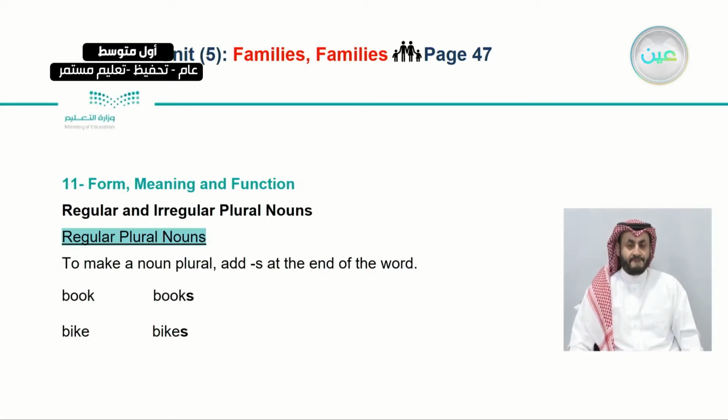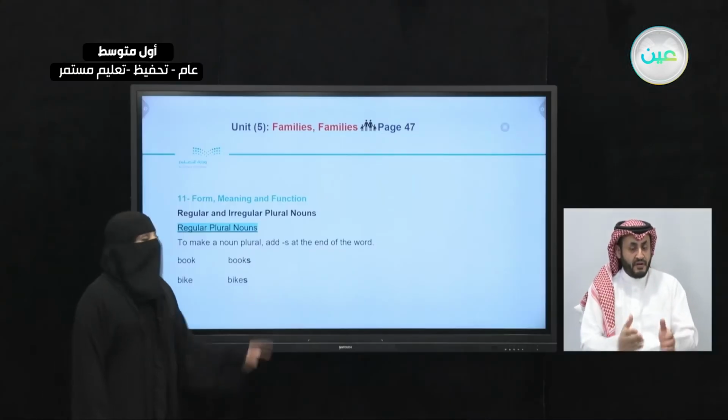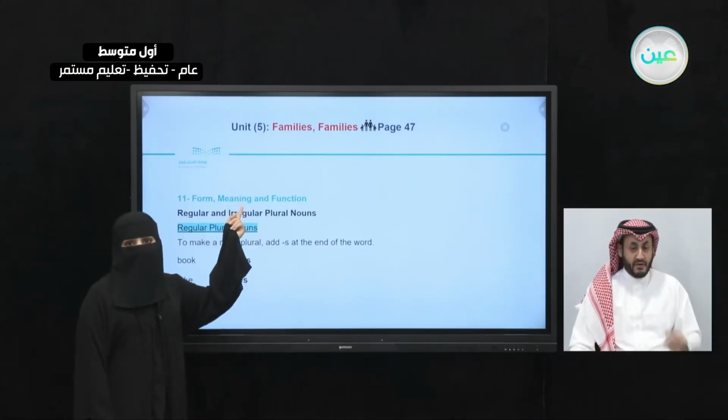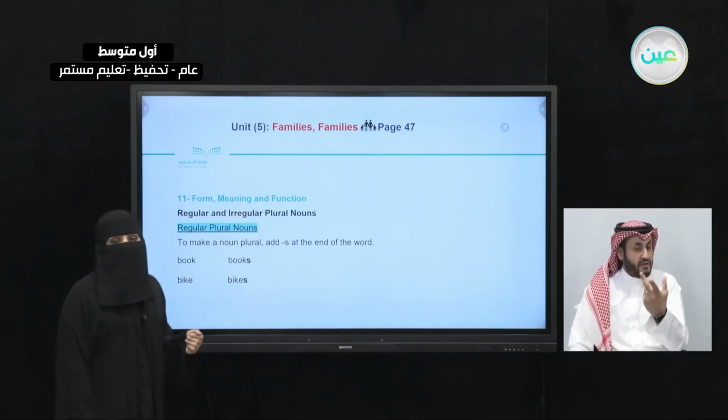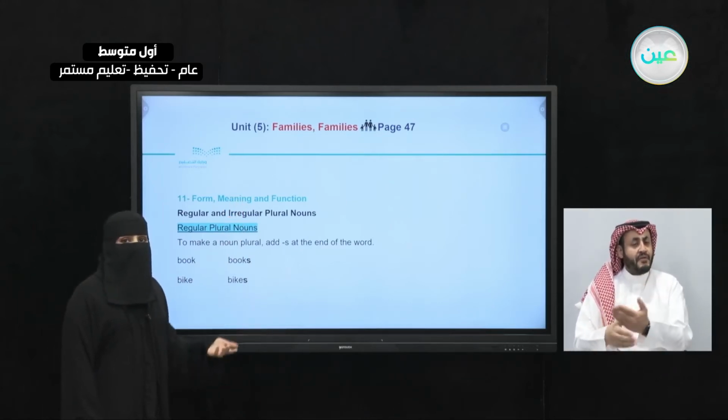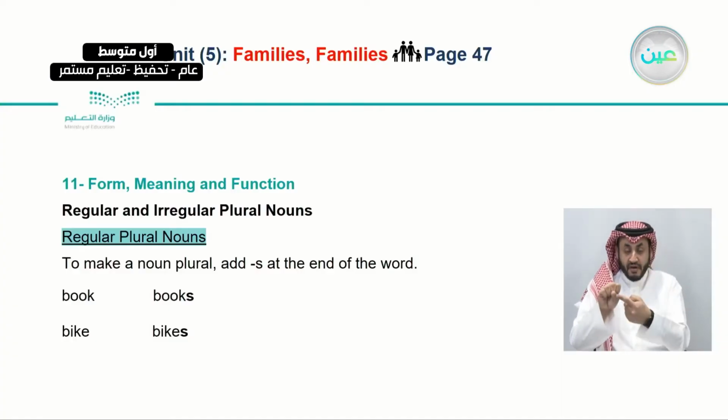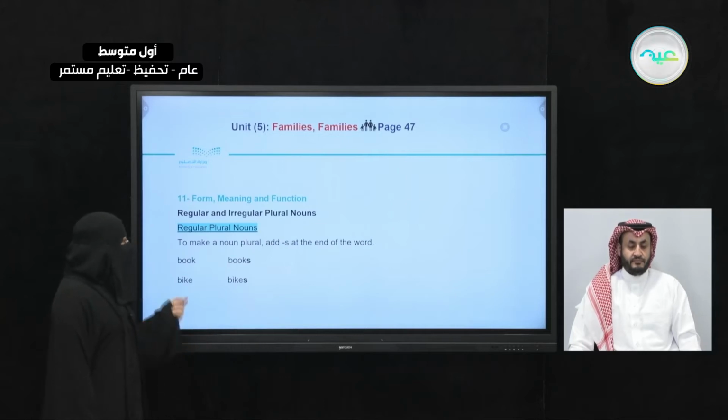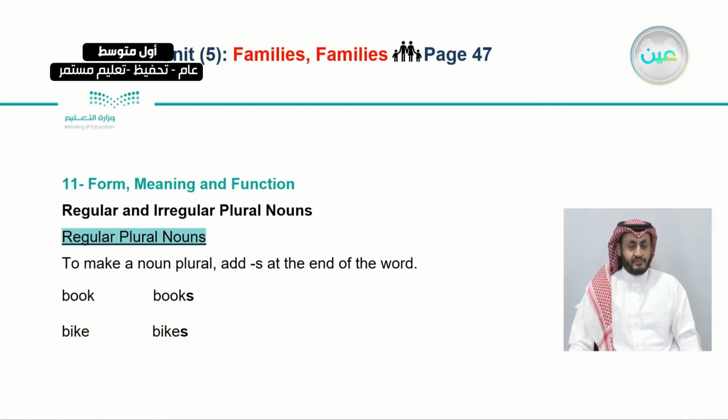Form, meaning and function, page 47, unit 5, families. Regular and irregular plural nouns. Regular plural nouns. Remember when we talk about families, look at our unit. Families. Is it plural or singular? Good job. We didn't say family. Families, more than 1 family. So it's a plural noun. Regular plural noun, to make a noun plural, add s at the end of the word.